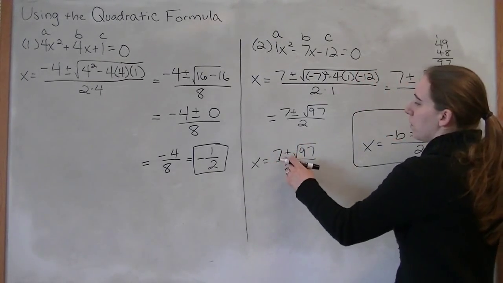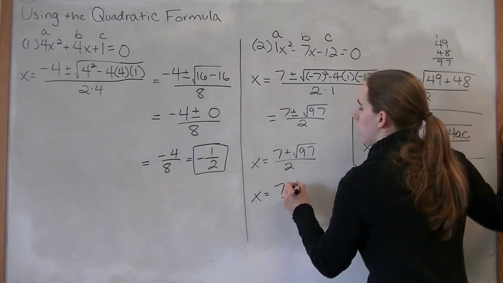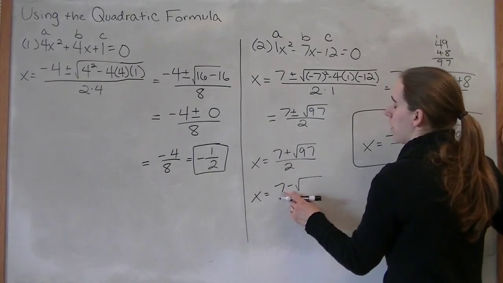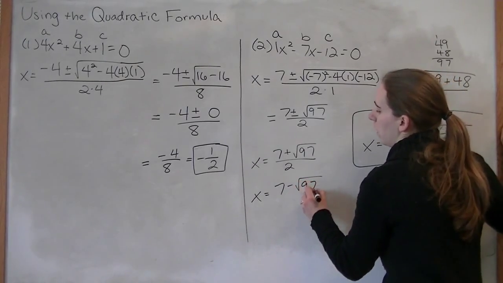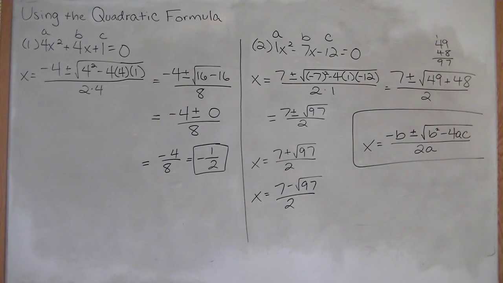So we have x equals 7 plus the square root of 97 over 2, and also x equals 7 minus the square root of 97 all over 2. So don't be fooled by that plus or minus symbol. It really does stand for two separate solutions to the equation.